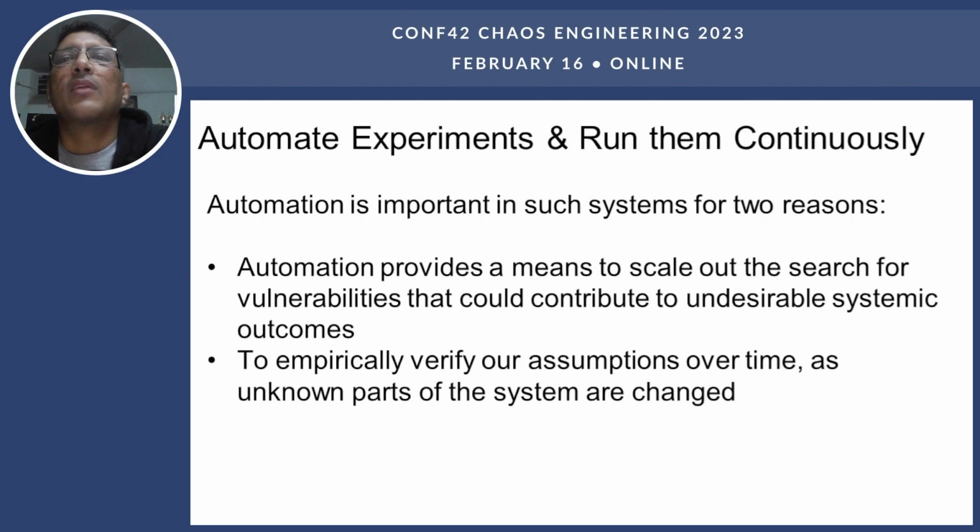In complex systems, the conditions that could possibly contribute to an incident are so numerous that they cannot be planned for. In fact, they can't even be counted because they are unknowable in advance, which means that humans can't reliably search the solution space of possible contributing factors in a reasonable amount of time. Automation provides a means to scale out the search of vulnerabilities that could contribute to undesirable systemic behaviors. And it also helps empirically verify our assumptions over time.